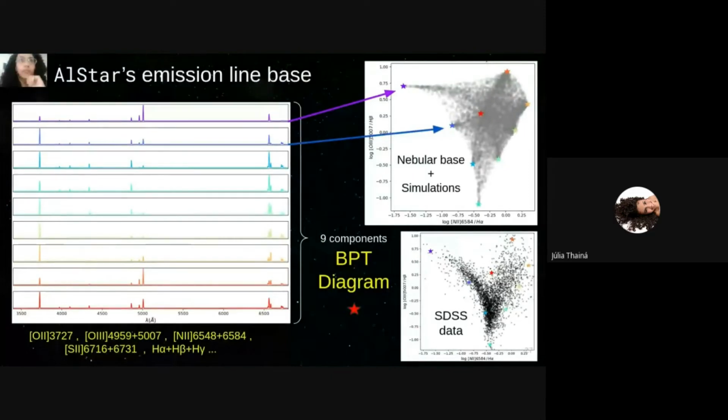And here we have the emission line base, which has 9 components with these 5 line groups. Each one of these 9 components is one of these stars in the BPT diagram. And these gray points are random combinations of these 9 elements of the base. Then we can see that this base has a realistic pattern.